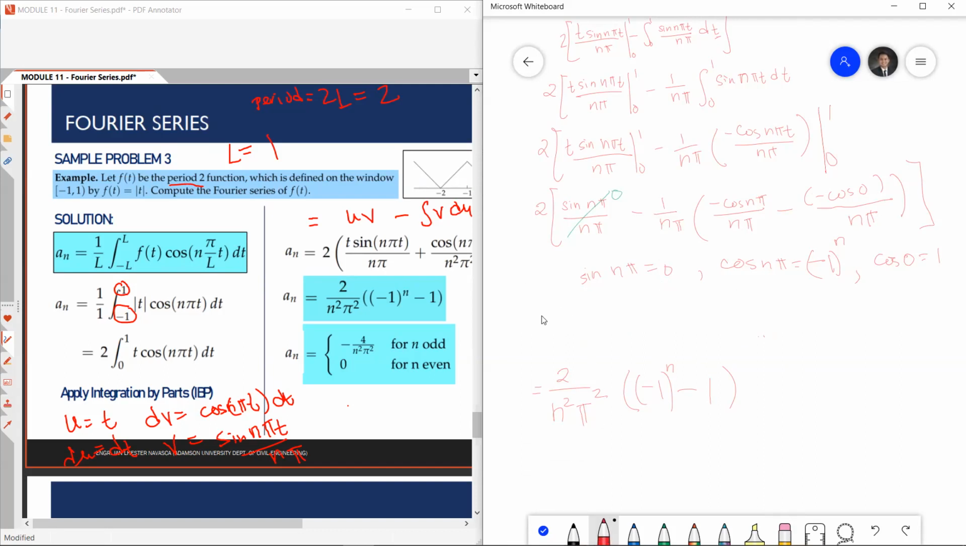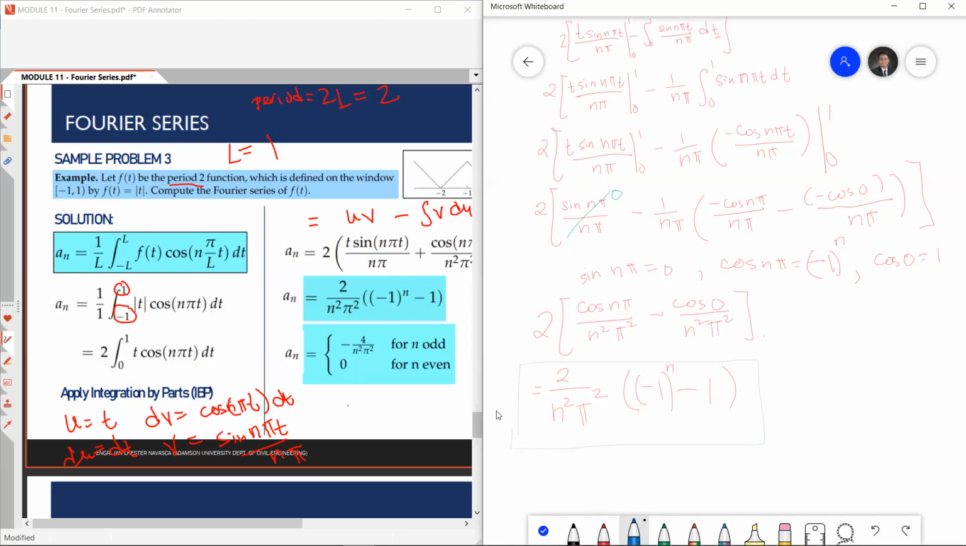Okay. So that is 2. Okay. So pasok ko yon, that is cosine n pi over n squared pi squared. Okay, this one positive times negative magiging negative cosine 0 over n squared pi squared. Okay, that is why ganyan. 2 over n squared pi squared, cosine n pi is negative 1 raised to n, cosine 0 is positive 1. Okay, so this will be our answer. Yan.